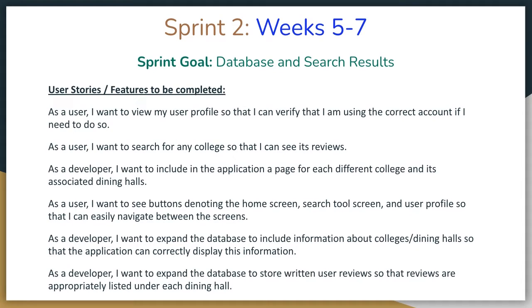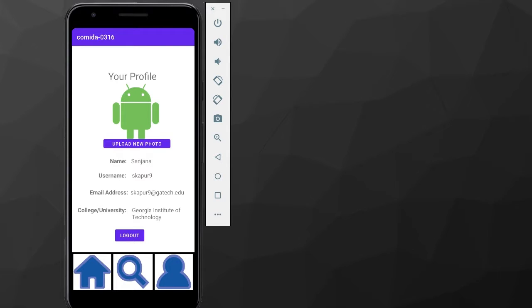Here, we have the iteration plan for Sprint 2 and all of our user stories. We will demonstrate these user stories one by one in the context of our application. Let's go through these user stories one by one.